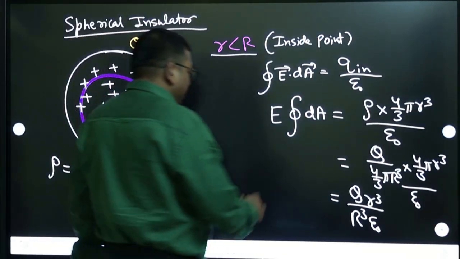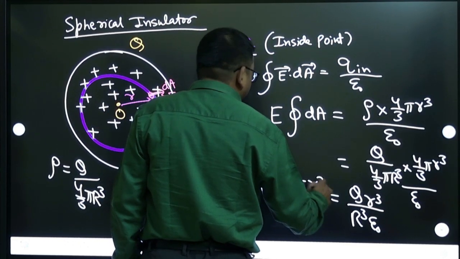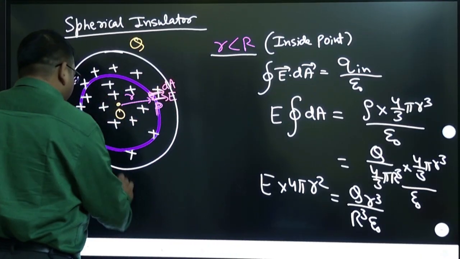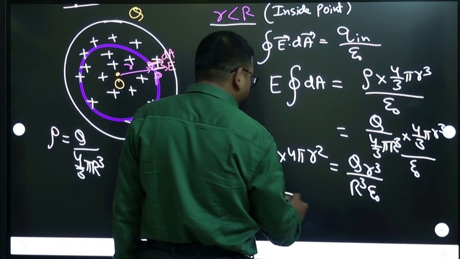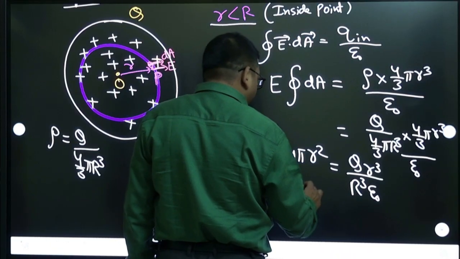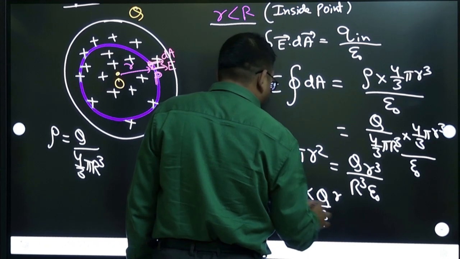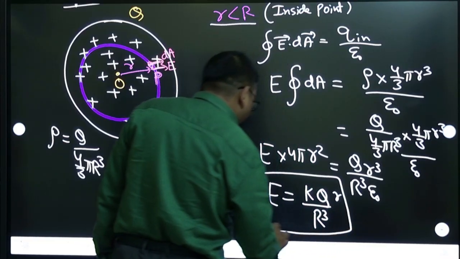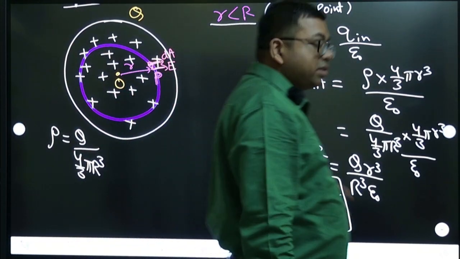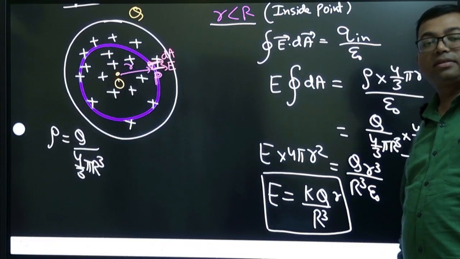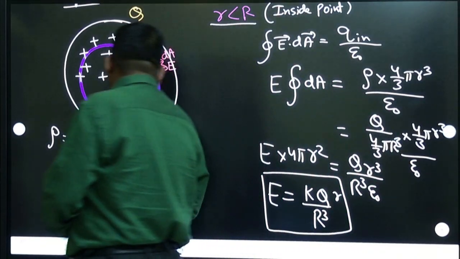And here, what is the area? The area of this spherical Gaussian surface is 4 pi r square. So after simplification, what do we get? The r square terms get cancelled. So E comes as 1 by 4 pi epsilon naught, which you can write as small k Q r by capital R cube. This is the field due to the sphere for points inside. Remember, this result is true for points inside. What about points outside? In the same manner, draw the Gaussian surface.